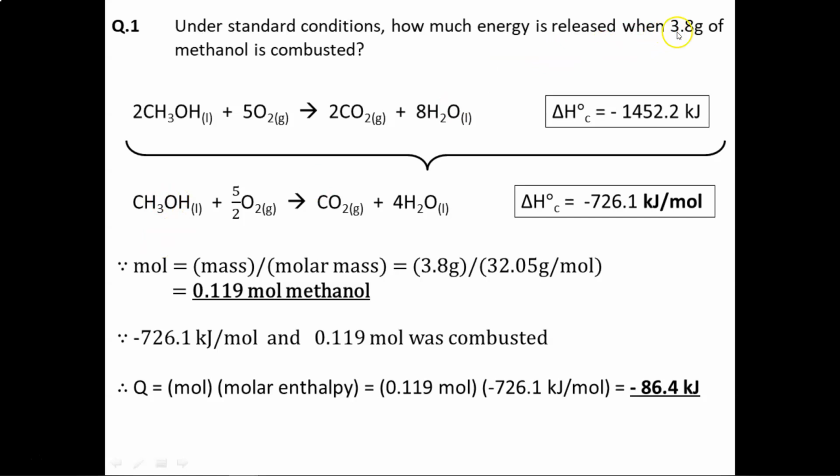From there, I'm going to determine how many moles of methanol were being combusted. So mole is equal to mass divided by the molar mass. Mass is 3.8 grams. Molar mass is 32.05 grams per mole. I can find this from the periodic table, which gives me 0.119 moles of methanol being burned. Since I know each mole releases this much energy, then for 0.119 moles, I can multiply them and find out the total value, which is negative 86.4 kilojoules of energy actually released when I burned 3.8 grams of methanol.